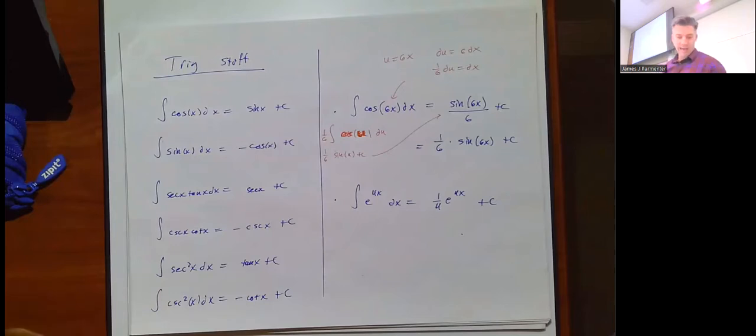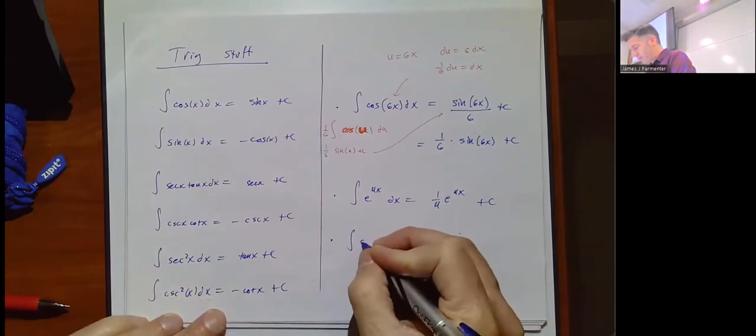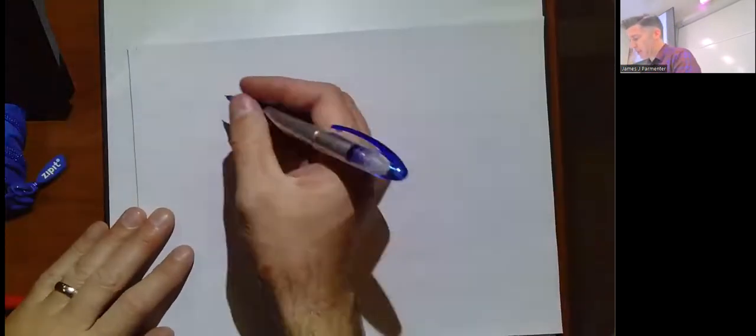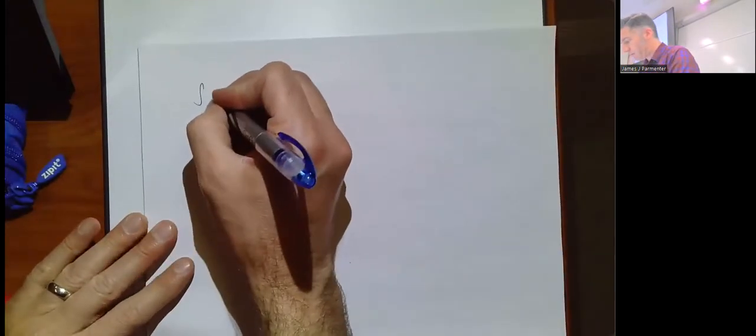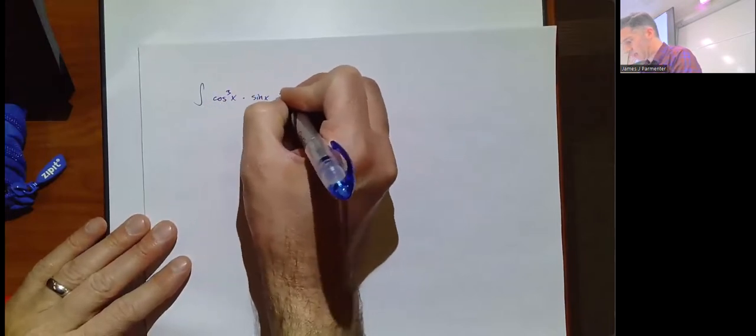So let's look at something like the following. The integral of cosine cubed x times sine of x dx.